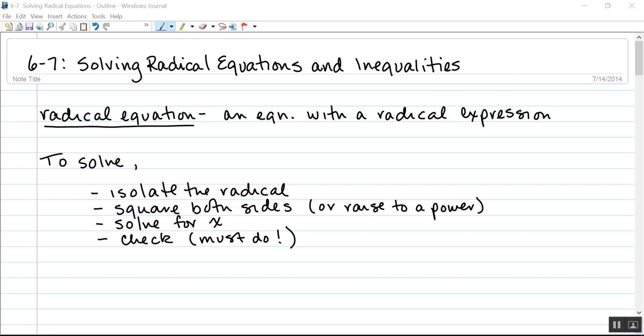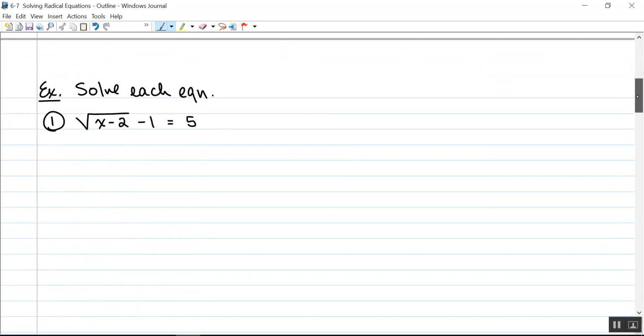And you must check because sometimes when you square both sides of an equation, you can end up with what's called an extraneous solution, a solution that does not work in the original problem. So let's take a look at several examples here.